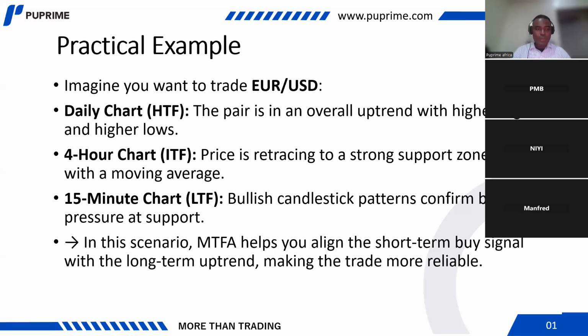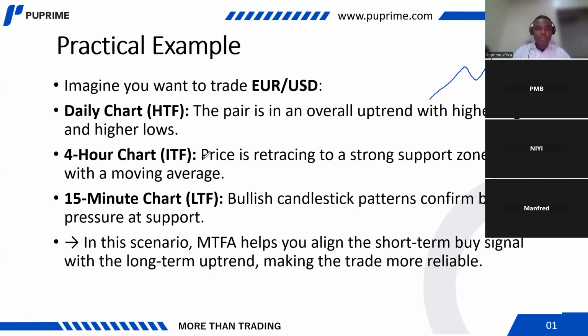Now look at this example. Imagine you want to trade Euro USD, and you're looking at the daily chart as a higher time frame. The pair is in an overall uptrend with higher highs and higher lows. That means price is really trending up. On the 4-hour chart, which is the intermediate time frame, price is retracing to a strong support zone aligned with a moving average. Let's take it a little slower. On the daily time frame, price is in an overall uptrend. Price is trending up, making higher highs and higher lows.